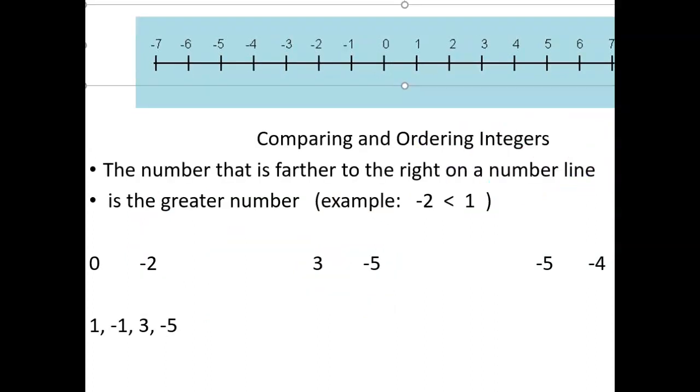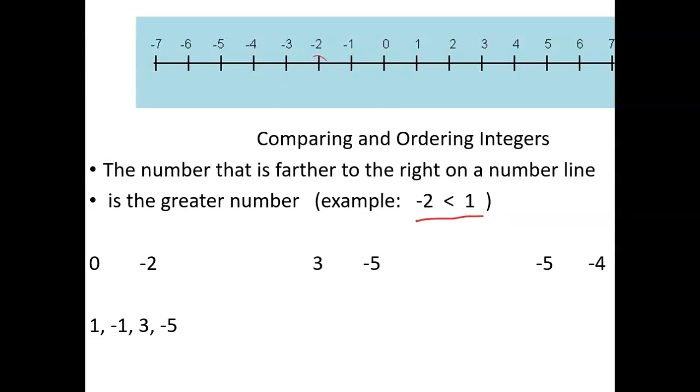We're going to be looking at this number line up top, and for comparing and ordering integers, remember that the number that is farther to the right on a number line is the greater number. So if you're comparing two numbers and one is farther to the right, that number will always be the greater number. So in our example right here, we have -2 and 1.